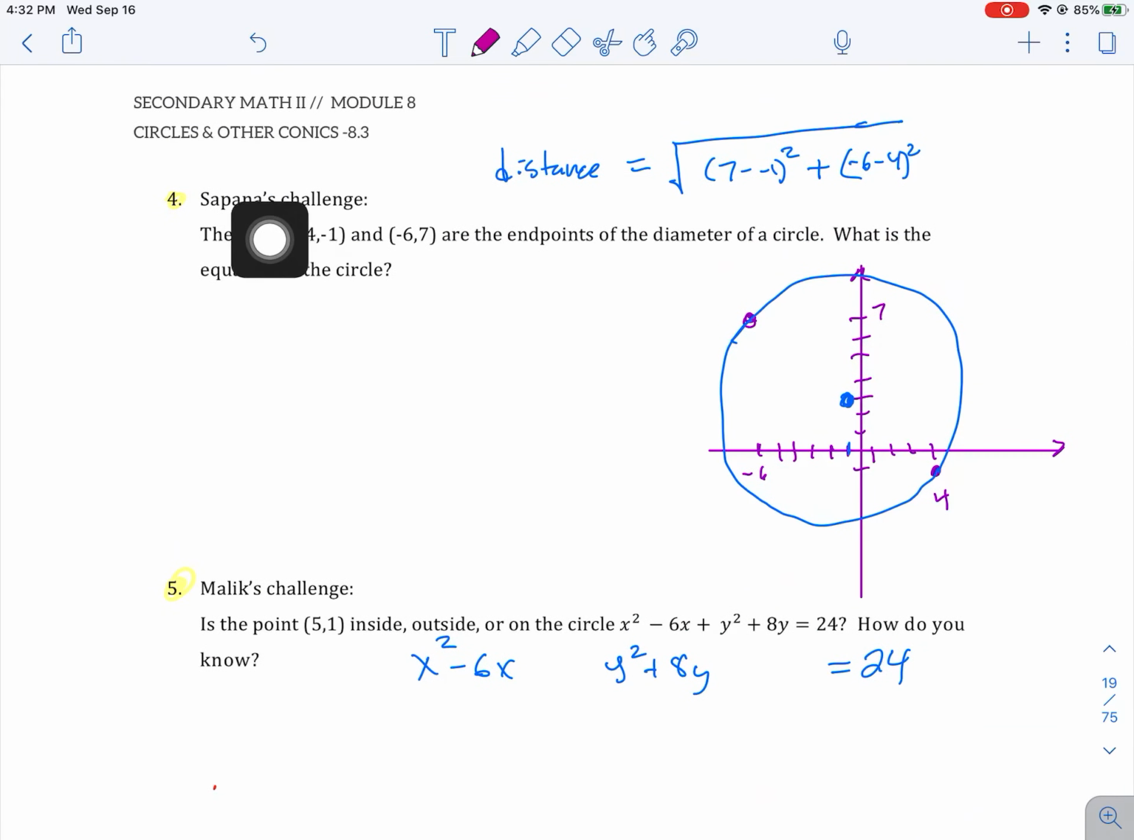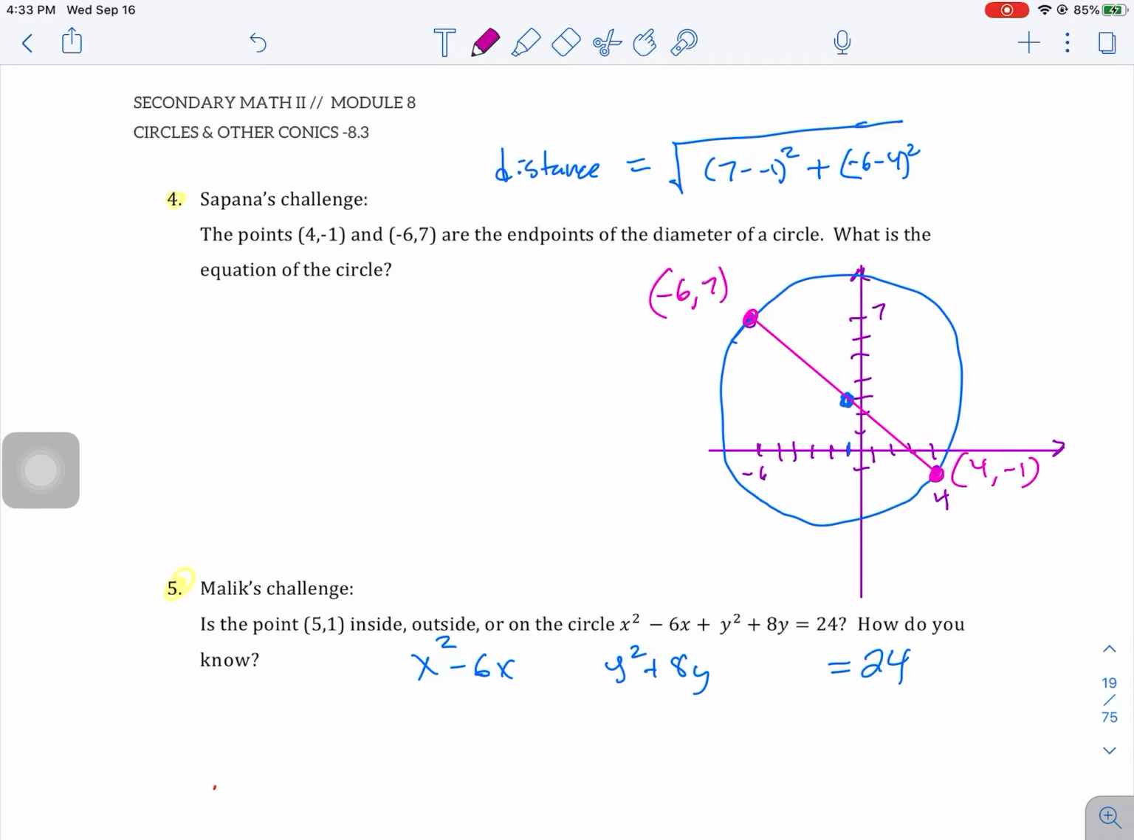The first one is they give you the points 4, -1. So that would be right here, and that's at 4, -1. And the other one is at -6, 7. So that's my -6, 7. And these are the endpoints of the diameter. So we know that they must go through the center of the circle to be a diameter. What is the equation of the circle?